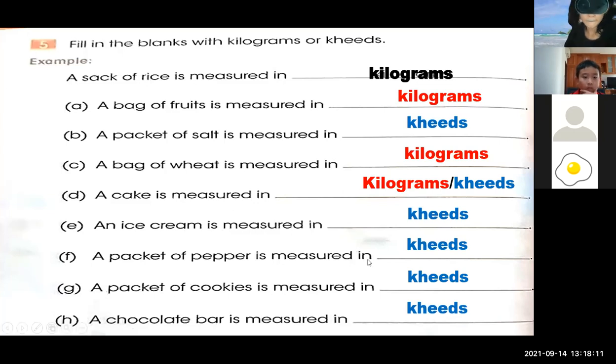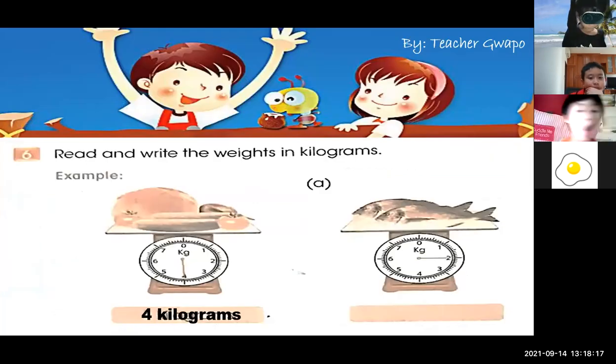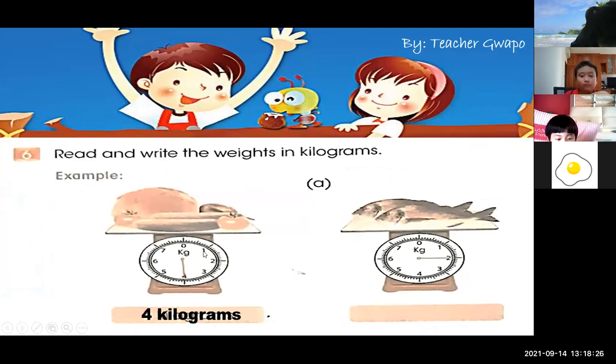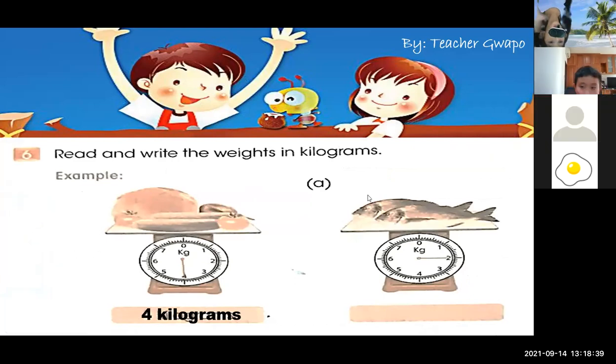Everybody, maybe you're finished. Pencils up. Let's try to answer on page 53. Let us read and write the weights in kilograms. As you can see, it's very easy because you can see the numbers 1, 2, 3, 4. The hand is pointing to number 4, so the answer here is 4 kilograms. How about the fish? What is the weight of the fish?